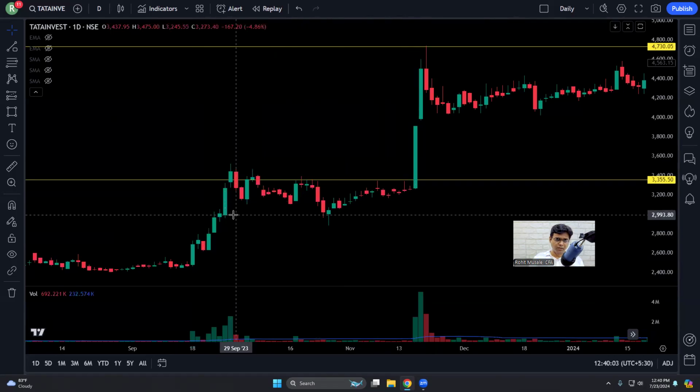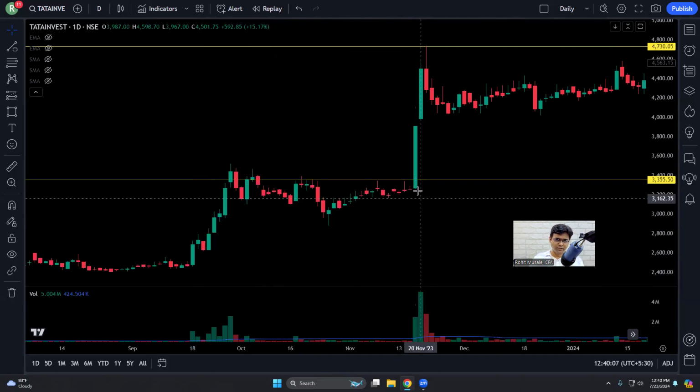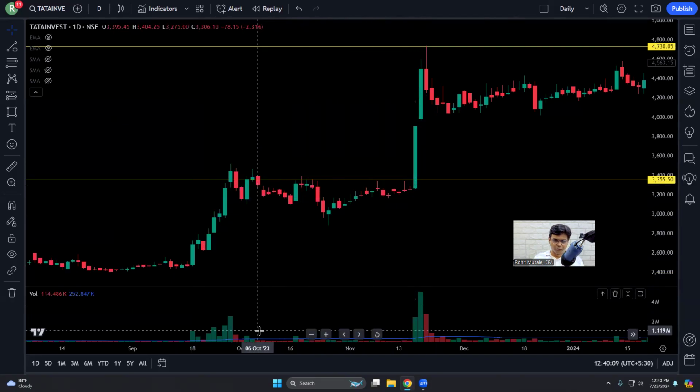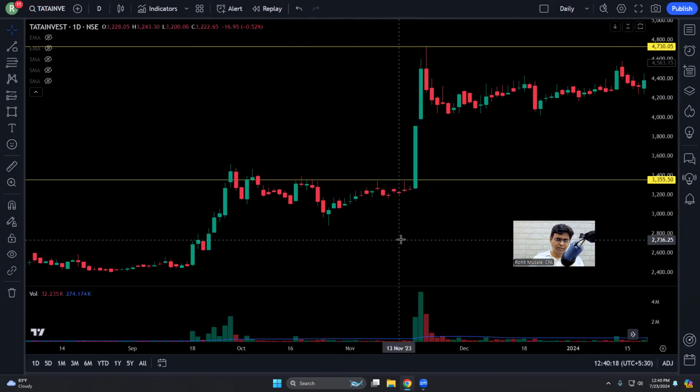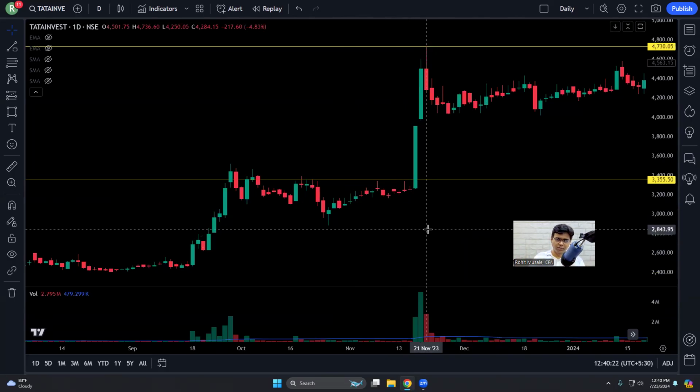So remember, step 1, high volume rally. Step 2, low volume consolidation. Step 3, high volume breakout. So the volume should be high, low, and then again high. Remember that.